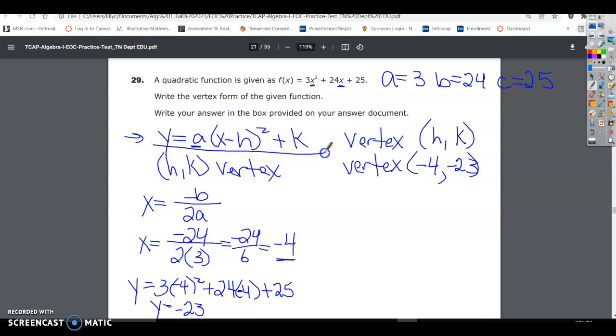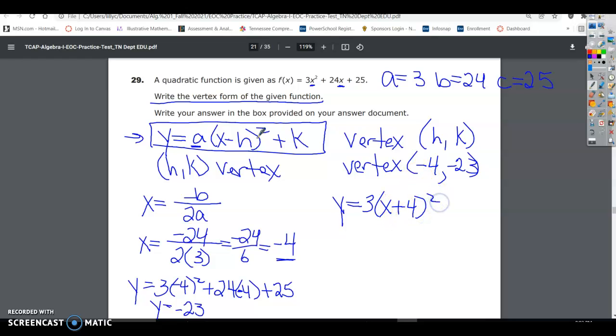Now all we have to do is plug it into this formula. So it says write the vertex form. So y equals, A is 3, that doesn't change. x minus negative 4 makes this a plus 4. And then plus k, and plus a negative 23 can be written as just minus 23. Remember, your vertical movement moves the same as you expect it to, same as the sign. The horizontal movement moves you opposite as you expect it to, or opposite the sign.